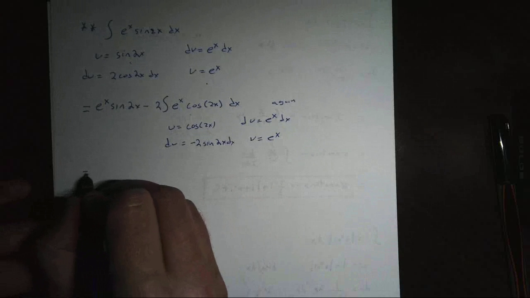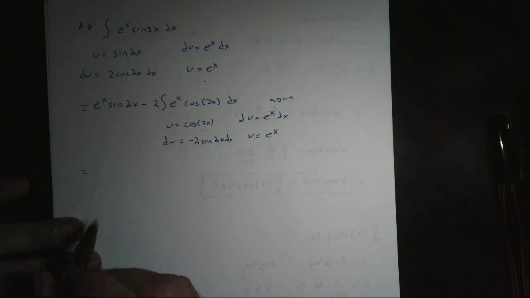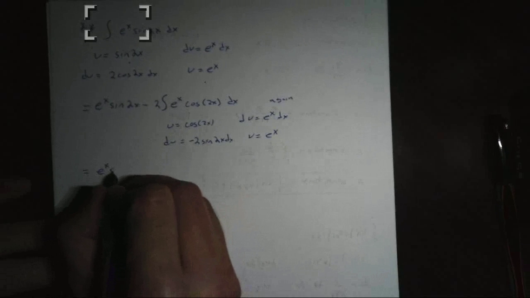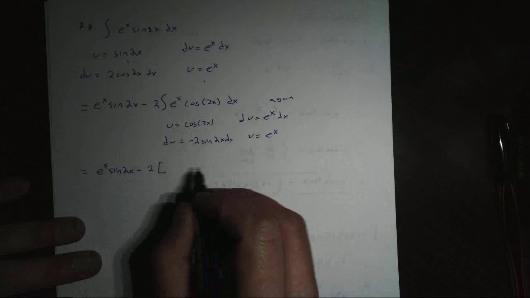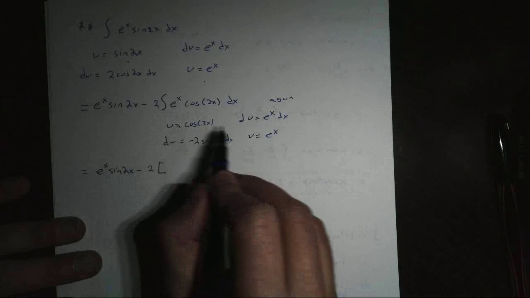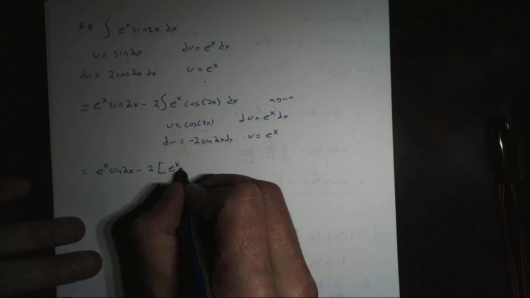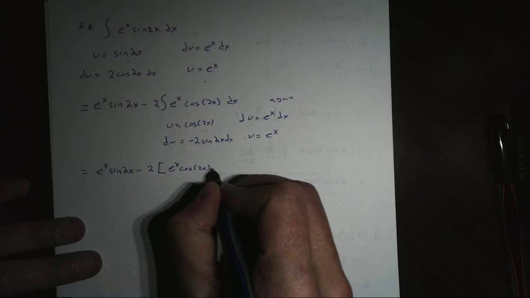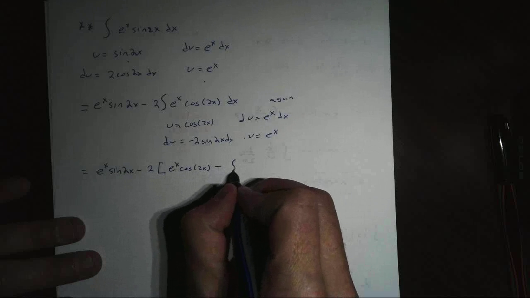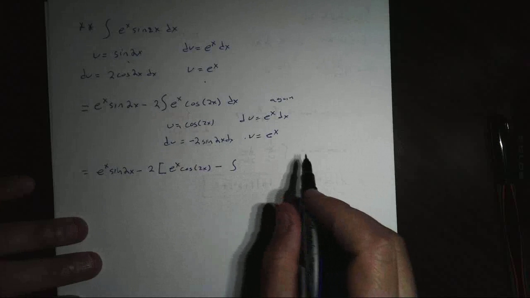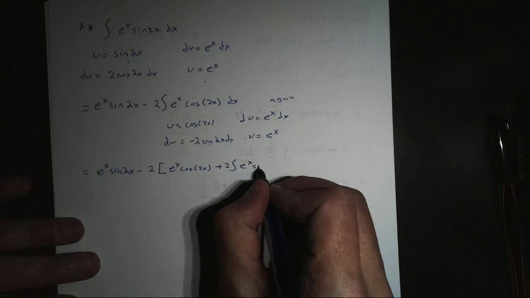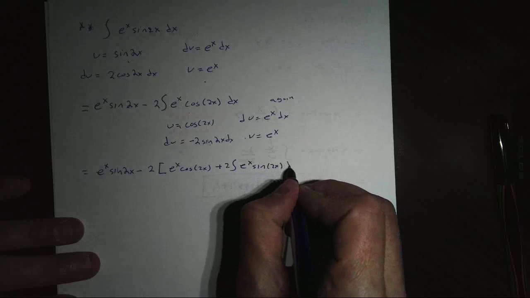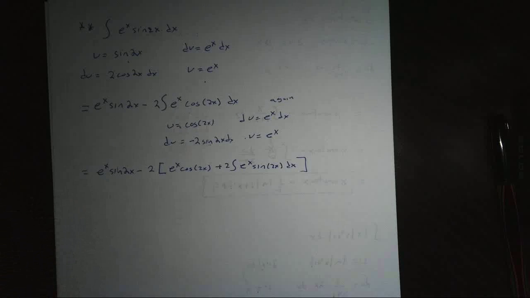And again, this is all equal to my antiderivative. So I write it out. E to the x sine of 2x minus 2, big bracket here, u times v, e to the x cosine of 2x minus the antiderivative of v du. Now I'm going to factor out the negative 2, so it becomes a plus 2, e to the x sine of 2x dx. Wow, you know what?